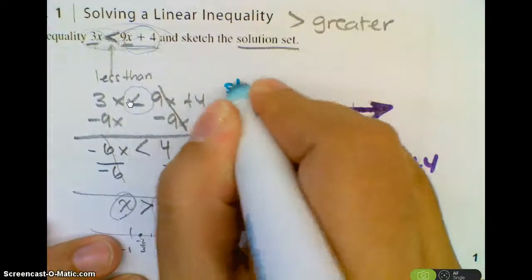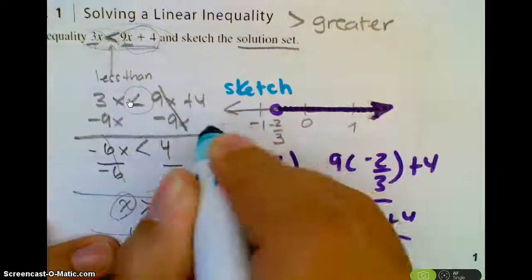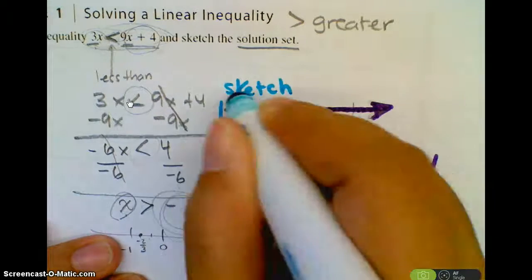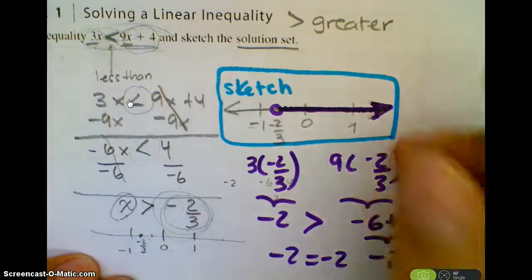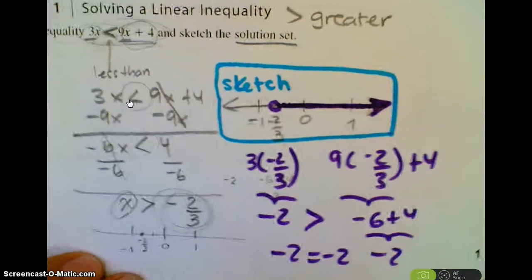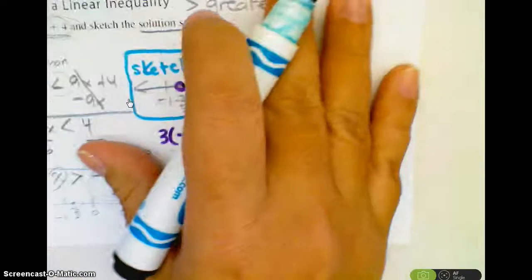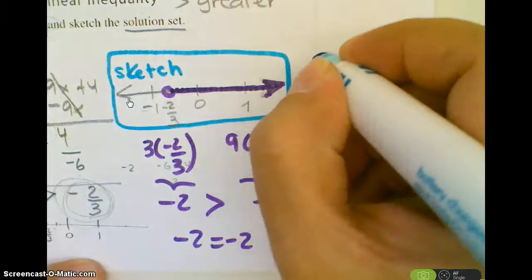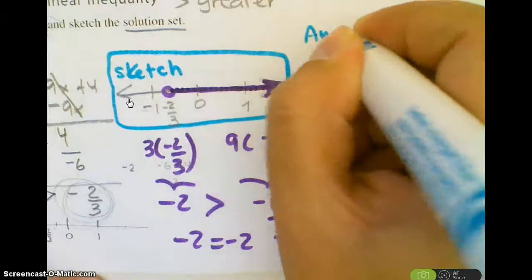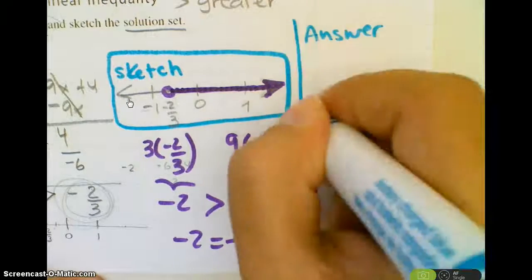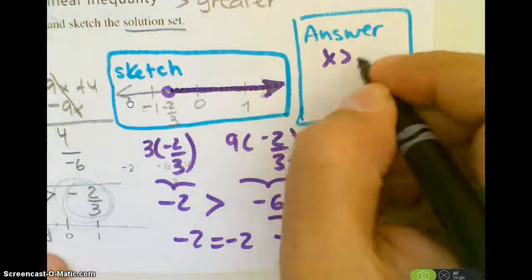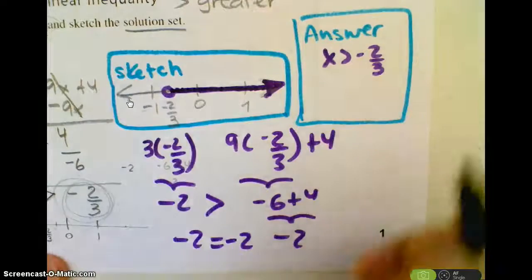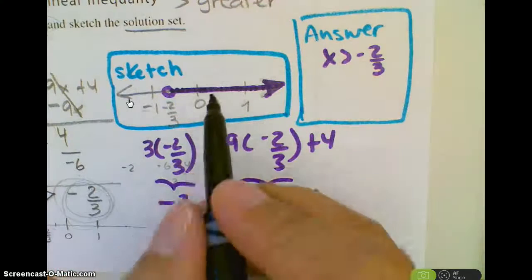Summarizing, when they ask us for a sketch, then this is the sketch we need to provide. And the actual answer could be written in two ways. I can say this is the answer: x is greater than -2/3, or I can write it as an interval.